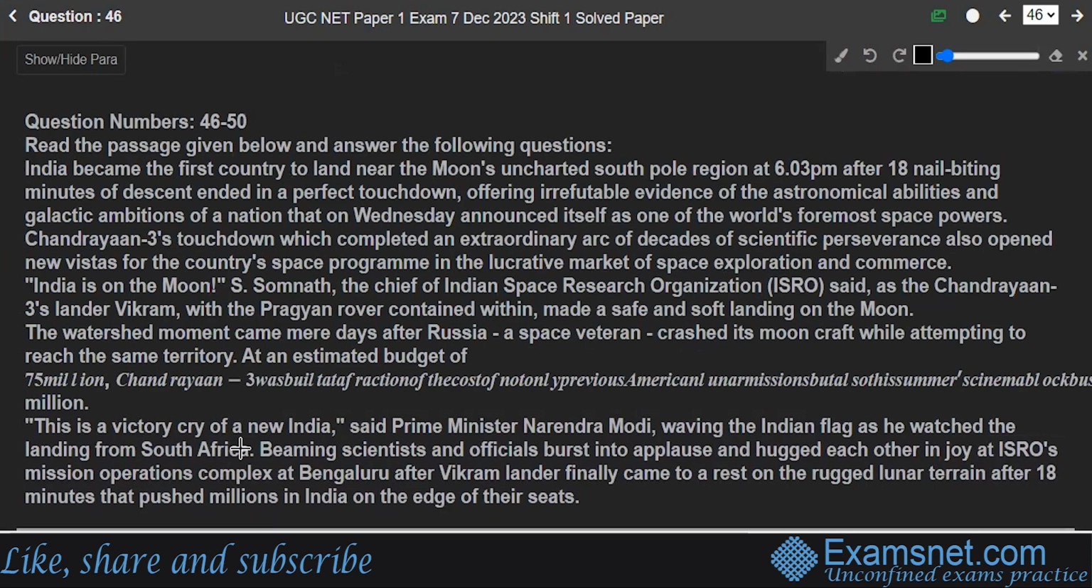And this is a victory cry for New India, said Prime Minister Narendra Modi, waving the Indian flag as he watched the landing from South Africa. Beaming scientists, officials burst into applause and hugged each other in joy at ISRO's Mission Operations Complex at Bangalore. Vikram lander finally came to a rest on the rugged lunar terrain after 18 minutes that pushed millions of Indians on the edges of their seats.